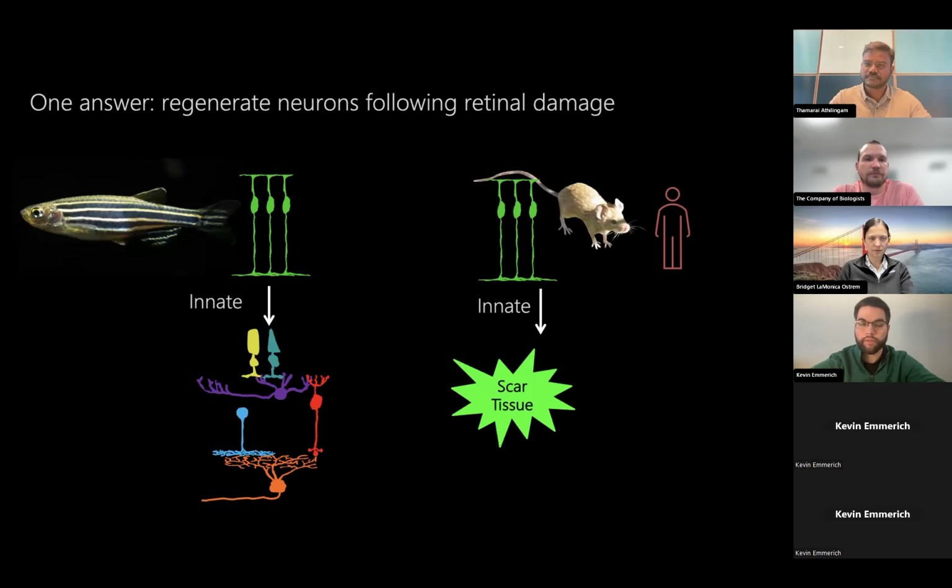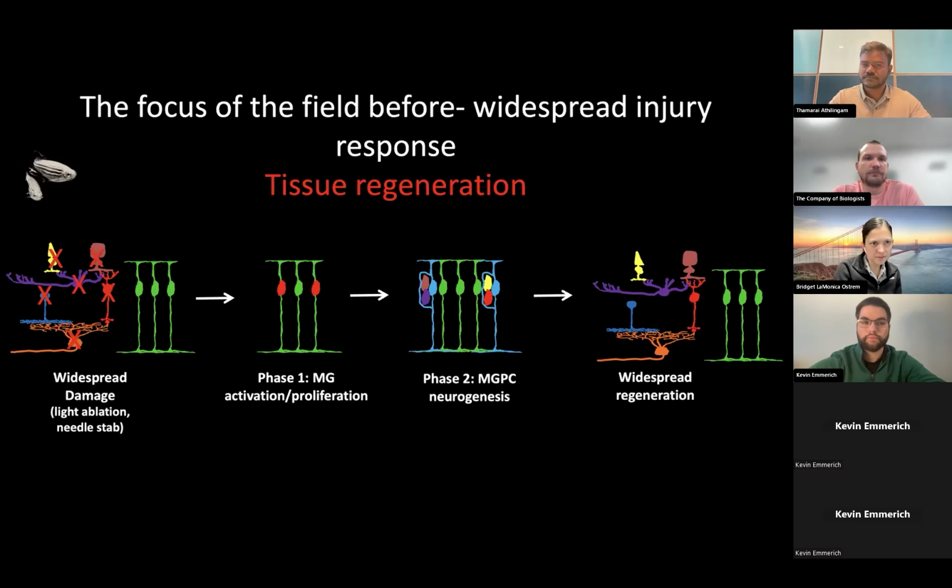Whereas in mice and humans and other mammals, the innate response to damage in the retina is just to form scar tissue and just to try and minimize the damage, but still you lose vision over time. And the focus of the zebrafish retinal regeneration field has been what we are going to call tissue regeneration, which is in response to a widespread injury.